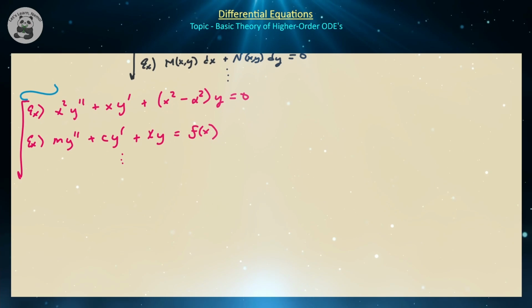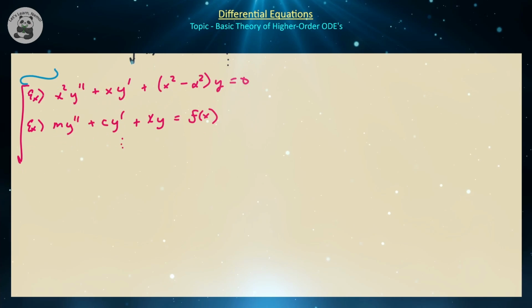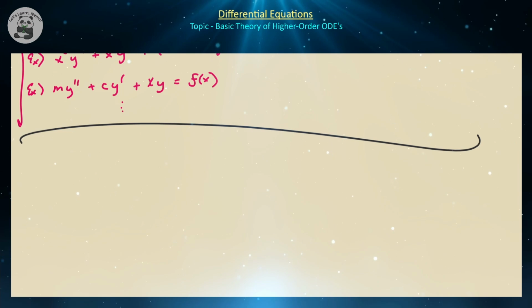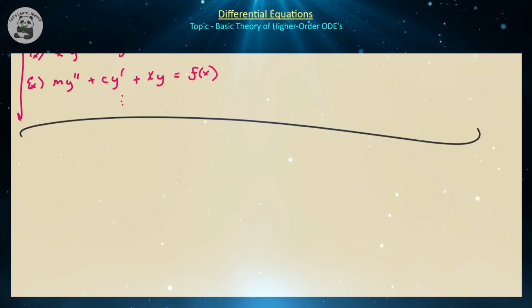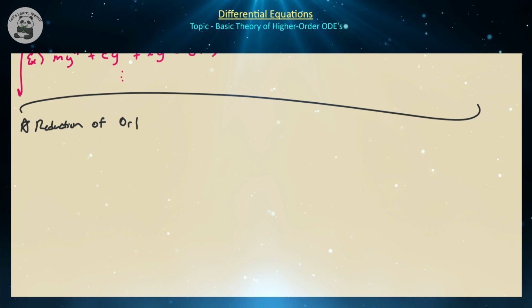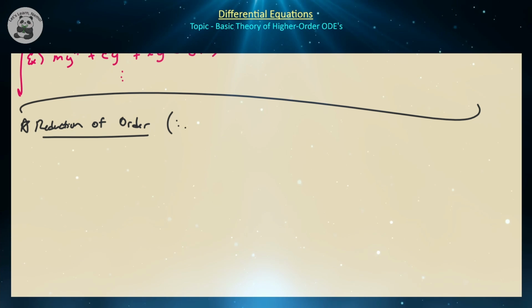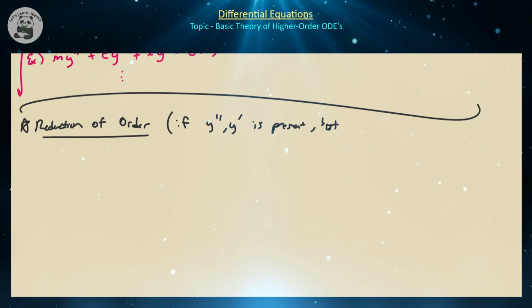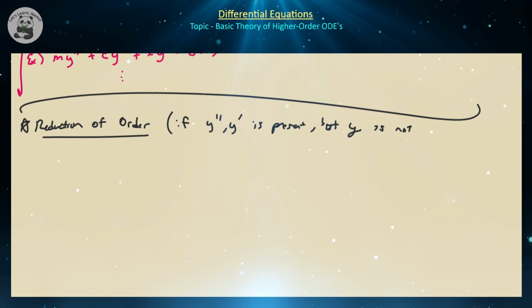So the natural question is, well, how do we solve higher order differential equations? Obviously, it's going to be generally more difficult, but let's start off with a nice example that we can solve without having to learn any new tricks. The first type of higher order differential equation that we're going to explore is what is called the reduction of order approach. And this can be used if y double prime and y prime are present in our differential equation, but the expression y is not present.